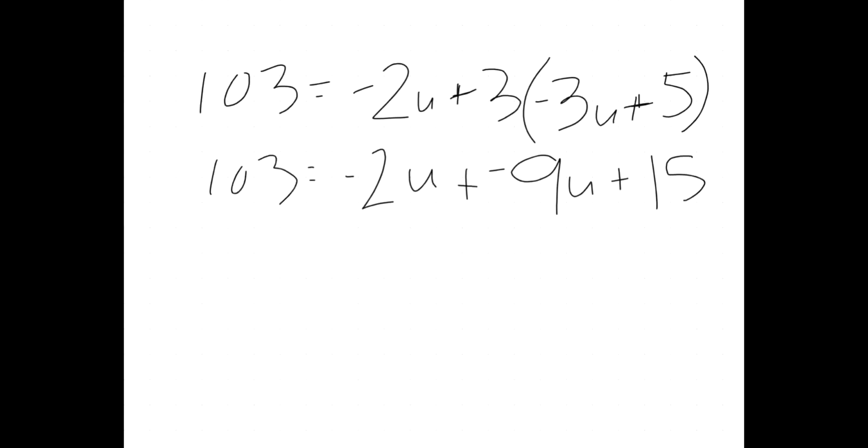Okay. What do we do with negative 2 and negative 9? So we take away 15? You want to take away 15 from both sides? Yeah. Okay, so then 88, and then combine the u's. So then negative 11u equals 88. So then it'd be 8.